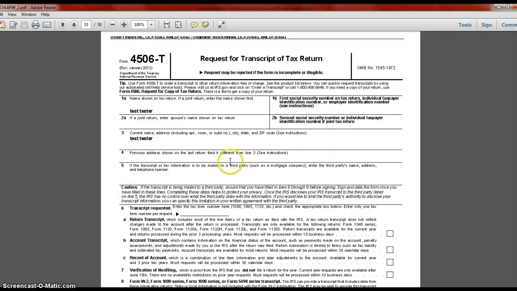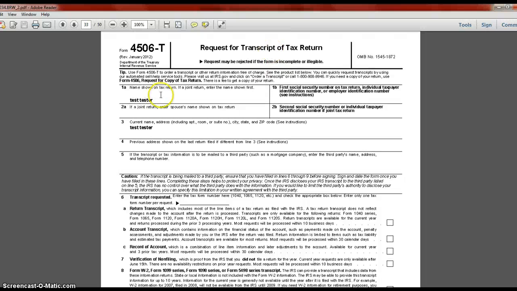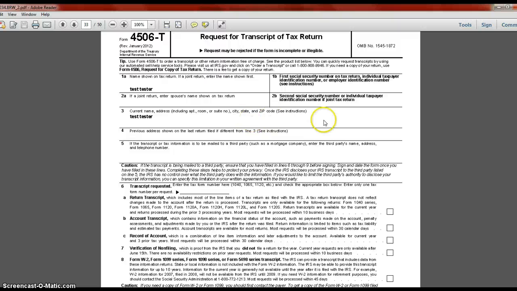And now this is very important here, because they require these 4506-Ts to be completed with pretty much every loan. You have to have your names exactly as they are on your return. Like if it doesn't have your middle initial, or it says your middle initial but not your middle name, we need your name to appear exactly like on the return. And then the address here.